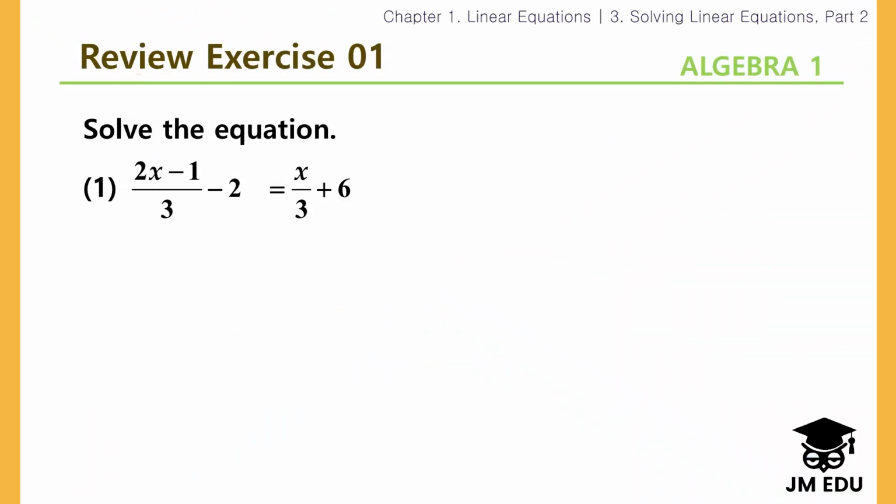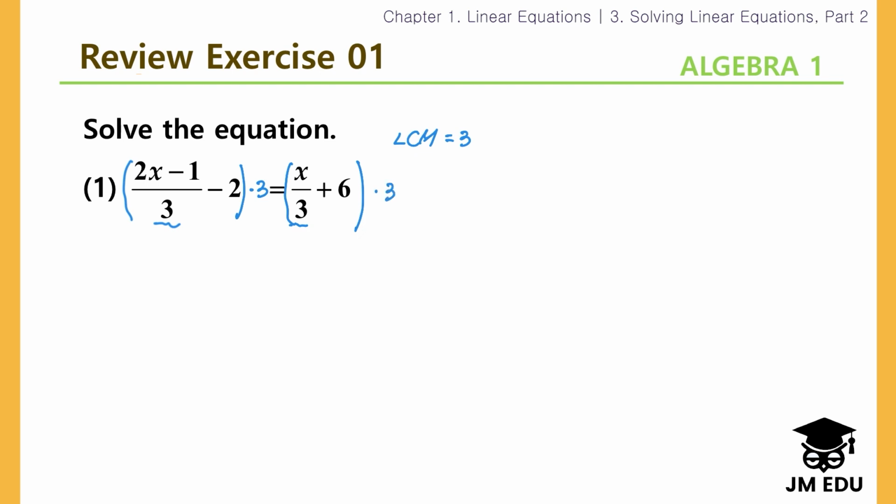Okay, number 1. It says to solve the equation. Whenever we have fraction form in our equation, the first thing we have to do is eliminate the denominator, right? So we're going to have to multiply by the least common multiple on each side. In this case, the least common multiple is just the 3, because the 3 is the only denominator in this problem. So we're going to multiply all of this expression by 3, all of this expression by 3.